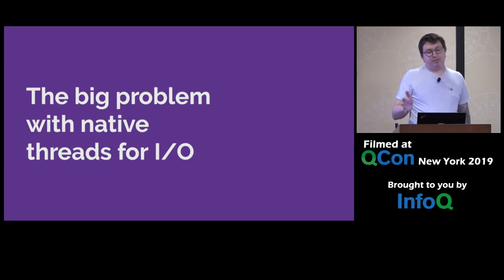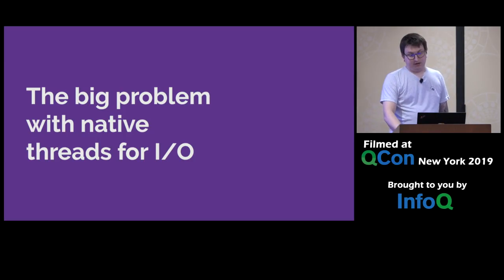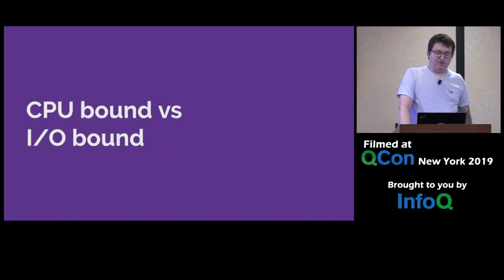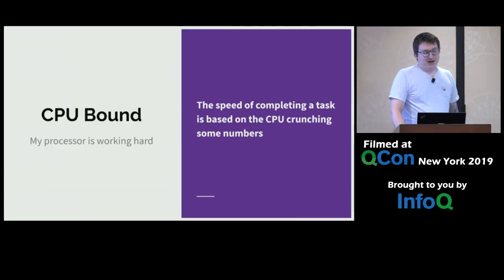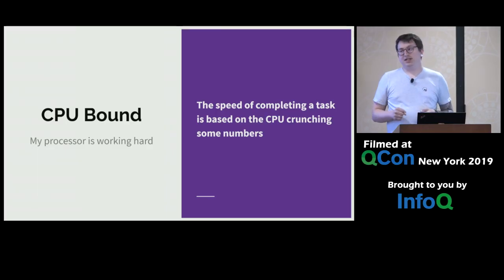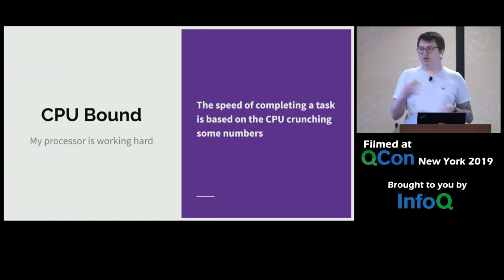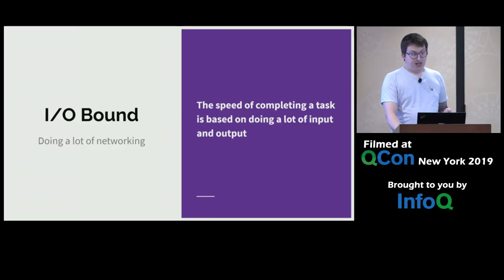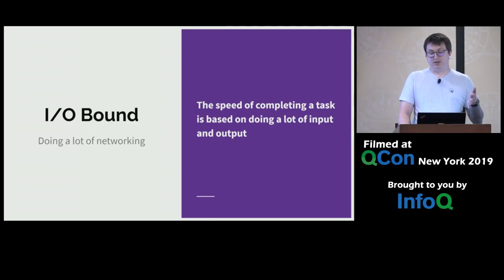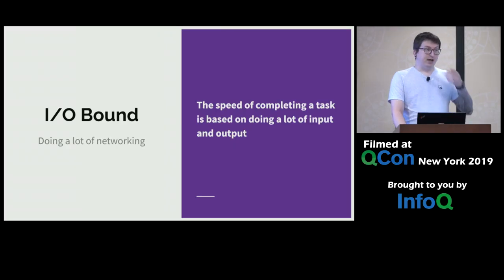And so the real problem here is that native threads are a bad fit for IO. And that's because of one more dichotomy, CPU bound versus IO bound. I snuck one more definition in here. I think there might actually be 2 or 3 more. But these are ways to characterize different kinds of computation. So a CPU-bound computation is when your processor is doing a lot of active work. So how fast you can do this work depends on how fast your CPU is able to crunch all those numbers and get that work done. Whereas IO-bound happens when you're doing a lot of networking, and that often means that the speed of completing the task is based on doing a lot of IO. And the problem with IO is you're often waiting on other people. So if I'm making a request to a server somewhere, it doesn't matter if I have the fastest CPU that exists or 486.